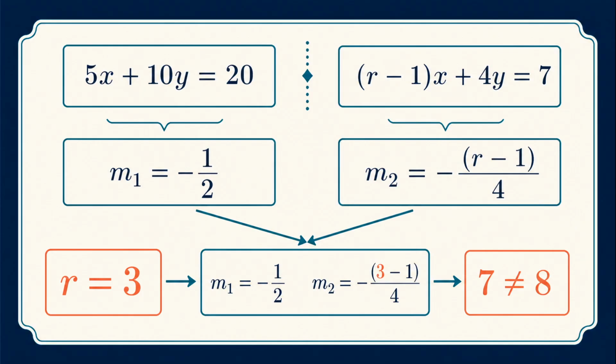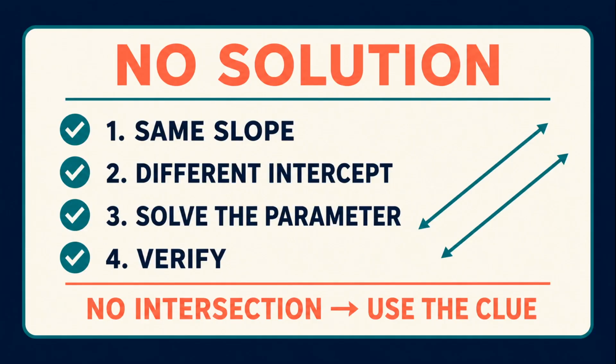Verify the constants. When r is 3, the second left side is 2x plus 4y. That is 2/5 of the first left side, so the matching right side would have to be 8. It is 7 instead. The lines are parallel but distinct. The answer is 3. When a two-line SAT system says no solution, use 4 moves.